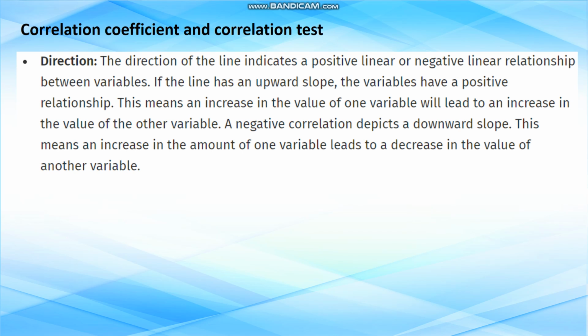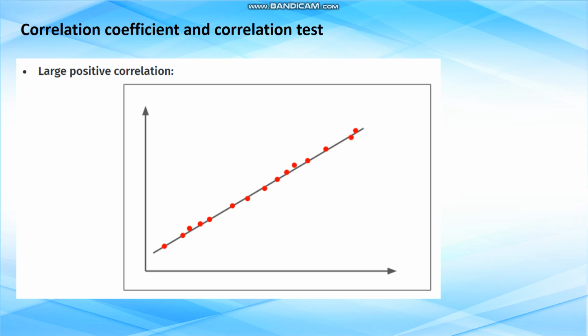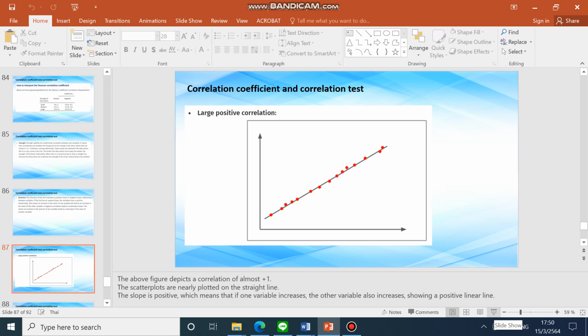This means an increase in the values of one variable, x increases, will lead to an increase in the values of the other variable, y also increases. A negative correlation depicts a downward slope, the line graph going down. This means an increase in the amount of one variable leads to a decrease in the values of the other variable. So let's have a look here.